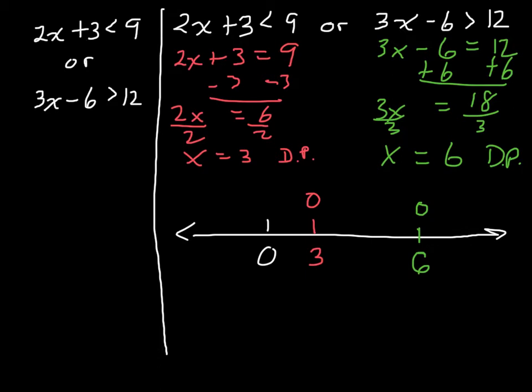I'm going to go ahead and test, let's say I test 4. That's in between. Okay, so I'm going to test 4. So I go 2 times 4 plus 3, and now I use my inequality symbol, is less than 9. 8 plus 3 is less than 9. 11 is less than 9. So what that means is that this 4 is false. If this 4 is false, then that means the other side of my red dividing point must be true.